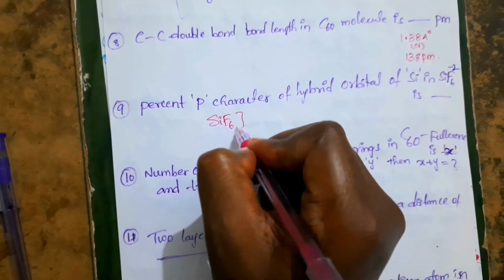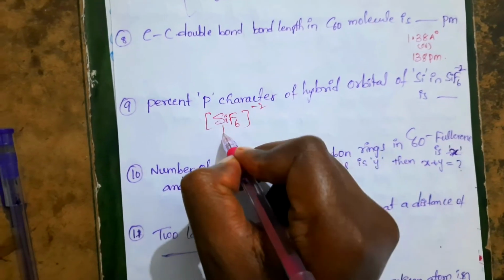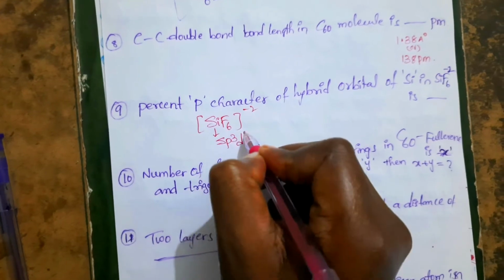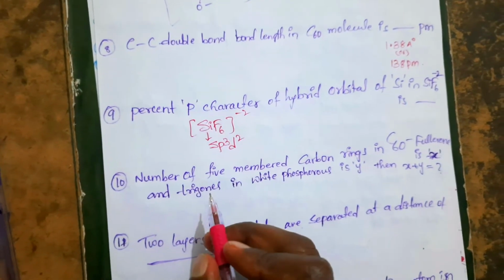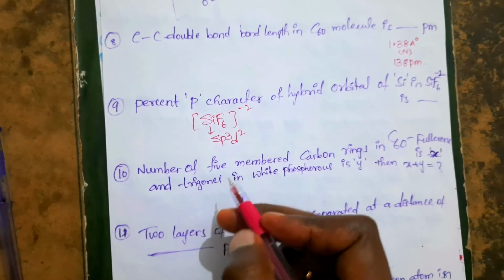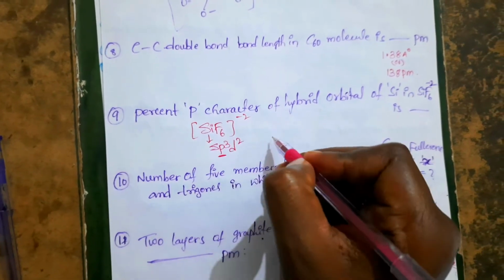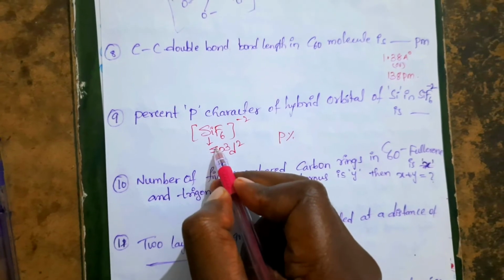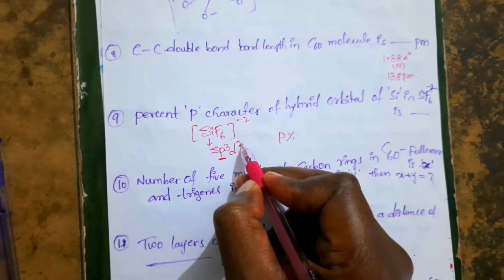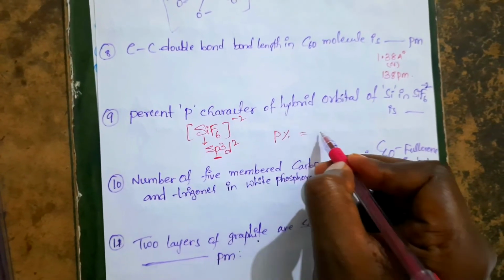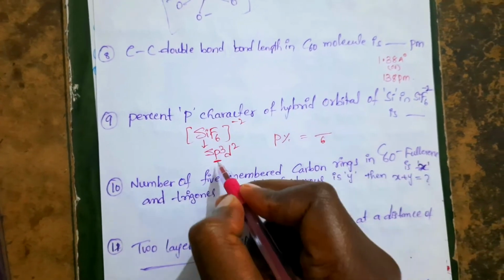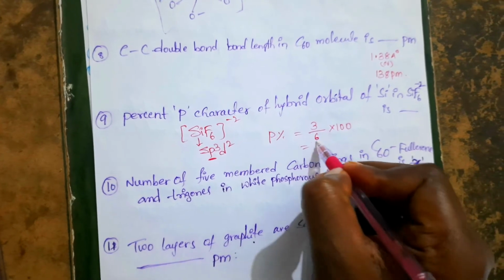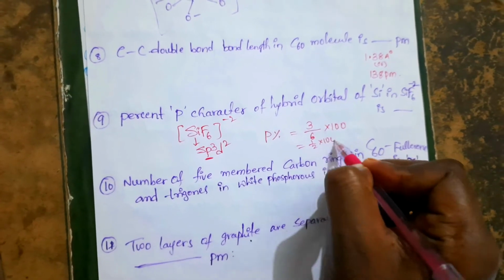In SiF6 2-, the silicon atom participates in sp3d2 hybridization. They are asking for the percentage of p character. The total atomic orbitals are 1 s, 3 p and 2 d, total 6. How many p are there? 3 into 100, so that gives 1 by 2 into 100, which is 50%.